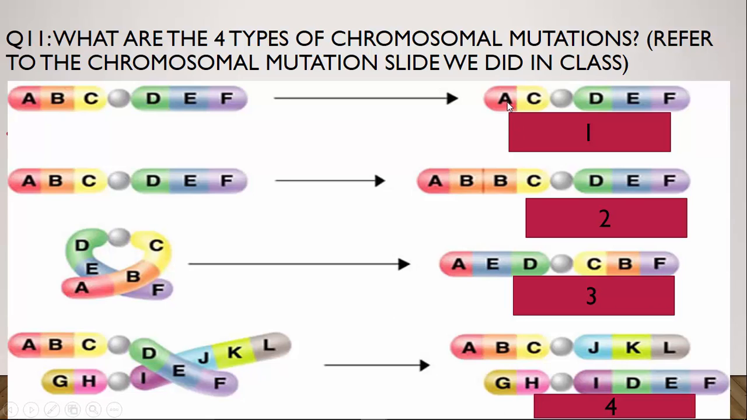So over here, I don't have A, B, C. I have A, C, D, E, F. The B has gone missing. It's been deleted, and it is called deletion. Pretty easy one to remember.